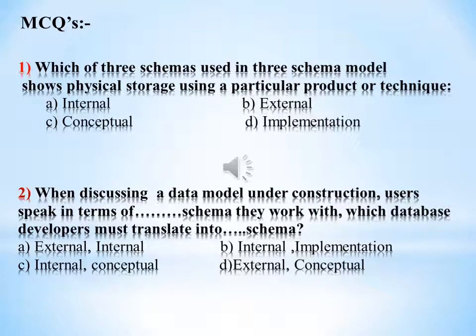Let's think about some questions regarding our topics. These questions are MCQ type. The first question is: which of the three schemas used in the three-schema model shows the physical storage using a particular product or technique? The options are: first, internal; second, external; third, conceptual; and fourth, implementation. Students, think about the question and give the answer.